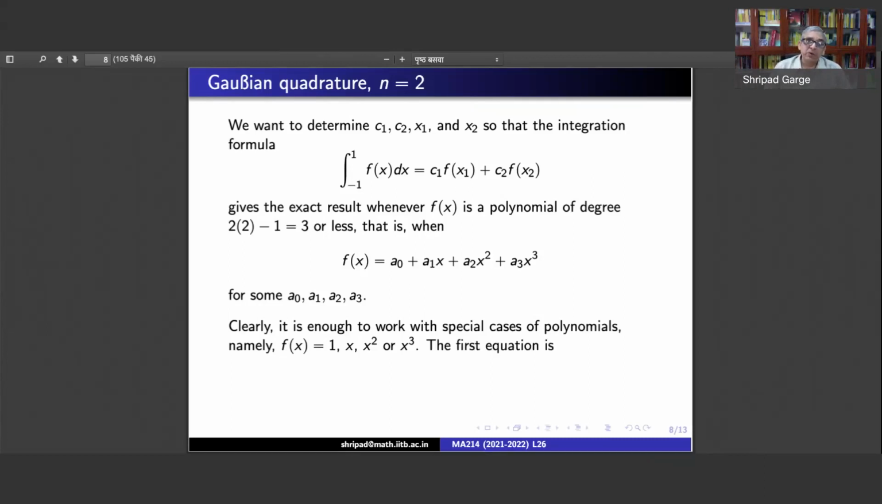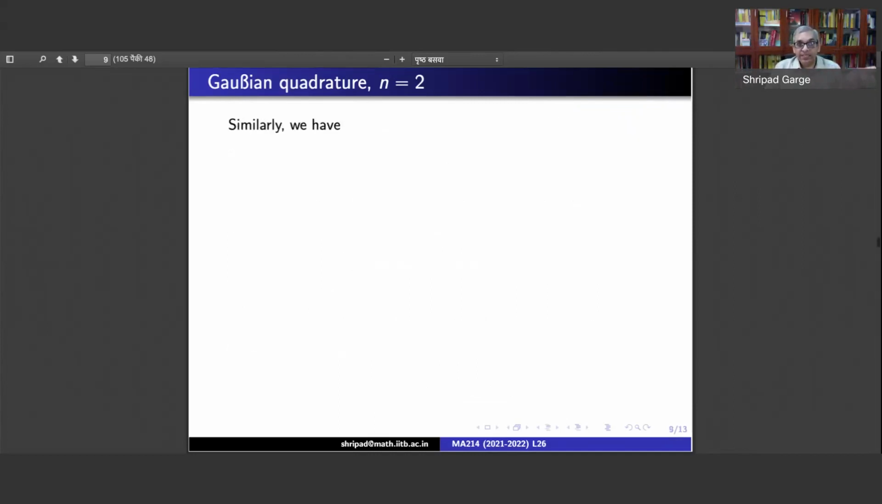The first equation would be, you put f(x) equal to 1 in this, and you are going to get c1 plus c2, because f(x1) equal to f(x2) equal to 1. It's the constant function, right? So we get integral -1 to 1 dx equal to 2 is c1 plus c2. This is the first equation we got. Now we will put f(x) equal to x, then x square, and then x cube.